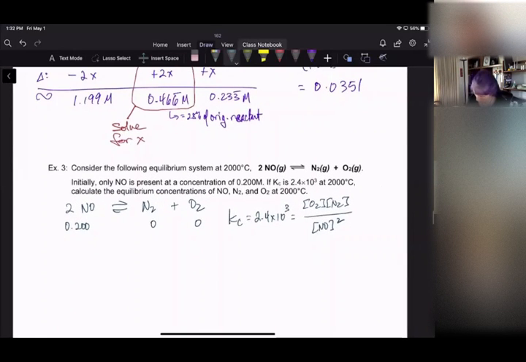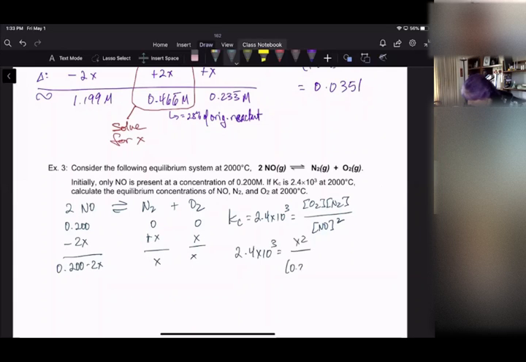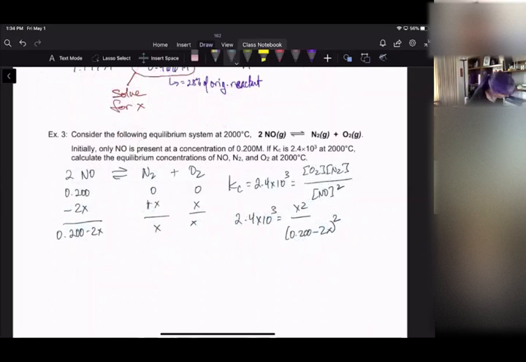All right, so we'll use that ICE table. What happens during the change? And then we're going to plug this in to that value. Quantity squared. Oh, you know why? How can we solve this? Have you guys figured it out? Quadratic equation. Multiply 2.4 times 10 to the 3 by the denominator, and then just try to solve for x squared. Yeah, so that would work.